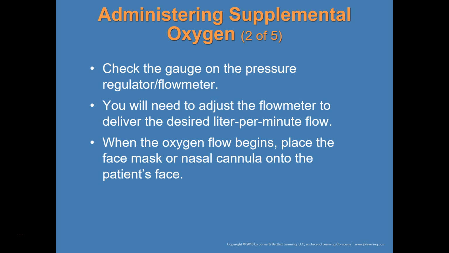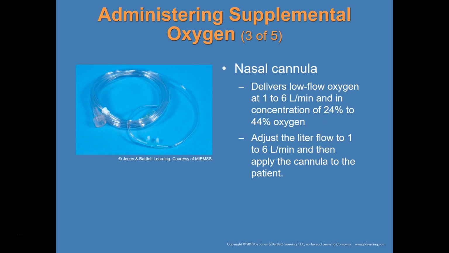When the oxygen begins to flow, that's when we're going to place the face mask or nasal cannula onto the patient's face. So here's that nasal cannula, delivers low flow oxygen at 1 to 6 liters per minute in concentration of 24 to 44% oxygen. We adjust the liter flow on the regulator to 1 to 6 and then apply the cannula to the patient.